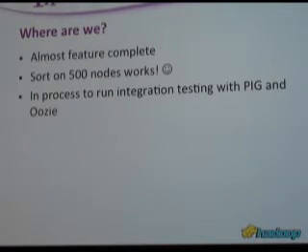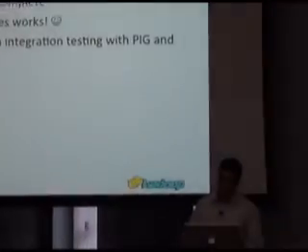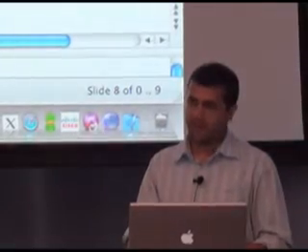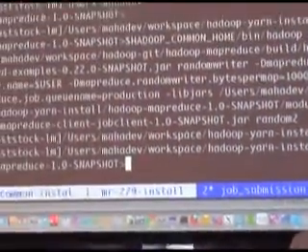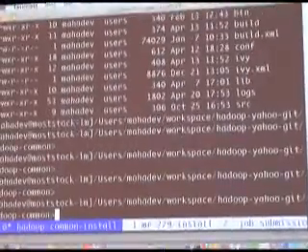So where are we with this? We are almost feature complete. We intend to be feature complete in the next 2 weeks. And we've run sort on 500 nodes, which is a good thing. And it works. And we are in the process of running integration testing with Pig and Oozie. So this is where we are. And I'll just give a brief demo. If you have any questions, please feel free to ask me while I try to get this working.